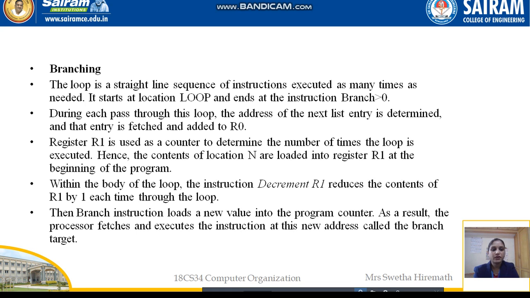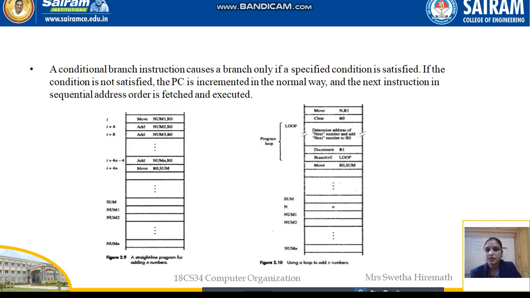Like in C language, where we give an I value and, until some condition is satisfied, it keeps executing the set of instructions within the loop, similarly here the same thing happens. The branch instruction loads a new value into the program counter. As a result, the processor fetches and executes the instruction at this new address, called the branch target. So this is how it happens in branch instructions.